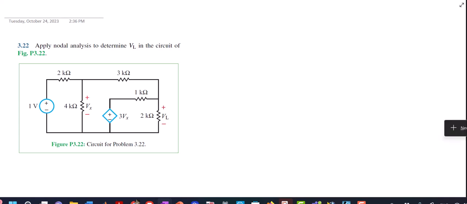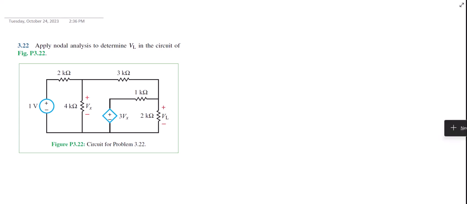Okay, so this problem says apply nodal analysis to determine VL. Now, if you are not told what method to use to solve a circuit, then you use whatever method seems to make the most sense to you. I happen to like nodal analysis, so it's one that I use a lot. And we want to take a look and see what we can identify.